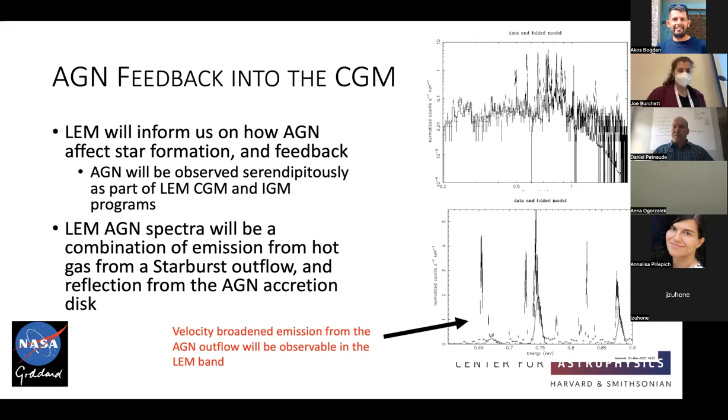What I'm showing up here in the upper right panel is a simulation of an AGN that LEM will observe. It's got non-thermal components from the accretion processes. It's got photoionization, and there's also thermal emission in this model, which accounts for the starburst activity. So when the AGN spectra is modeled and removed from this, what you're left behind with, and what LEM will observe, is the velocity broadened outflow from the starburst, and we'll actually be able to measure the feedback from the AGN into its environment.